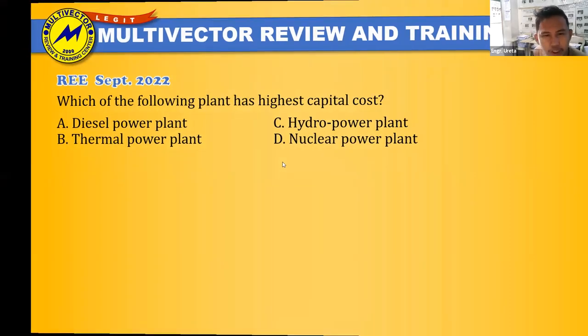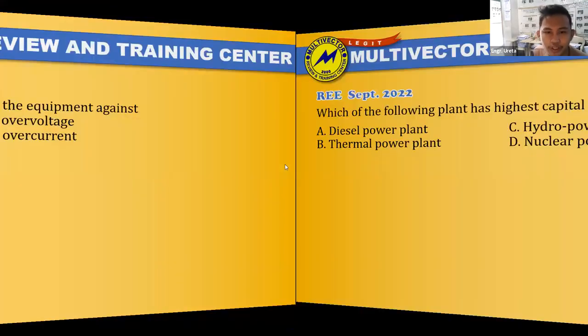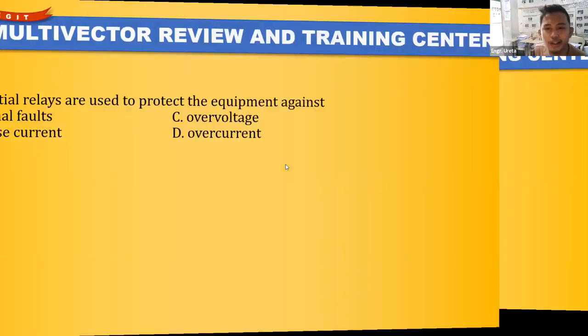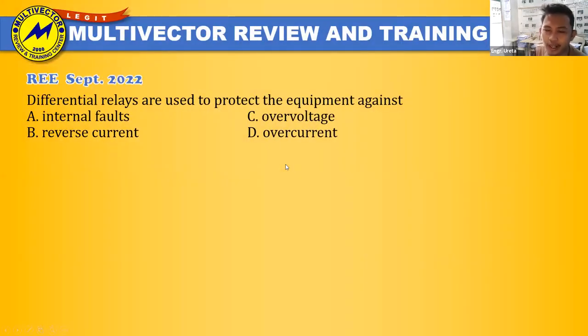Question number 3, lumabas ng September 2022. Differential relays are used to protect the equipment against A. So letter A, internal faults. So yun yung use ng differential relays. Okay? Next.